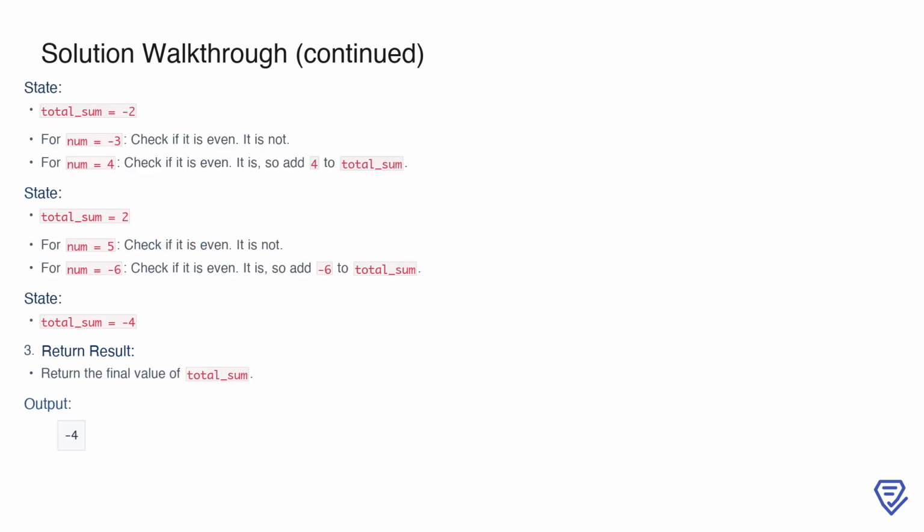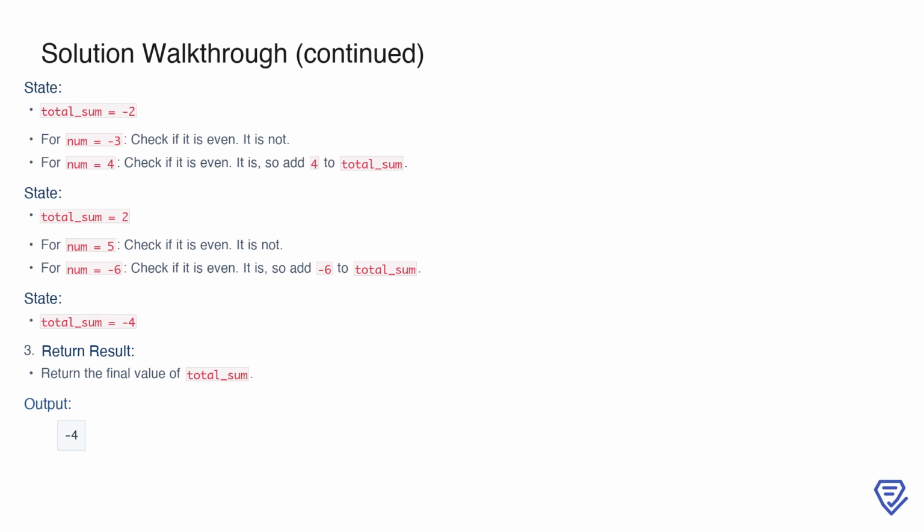The first number in the list is -2. Checking if it is even, we find that it is, so we add -2 to total_sum, updating the total to -2. The next number, -3, is not even, so it is skipped. We then check the number 4, which is even, so we add it to total_sum, updating the total to 2. The number 5 is not even, so it is skipped. Finally, we process -6, which is even, and add it to total_sum, resulting in a final total of -4.